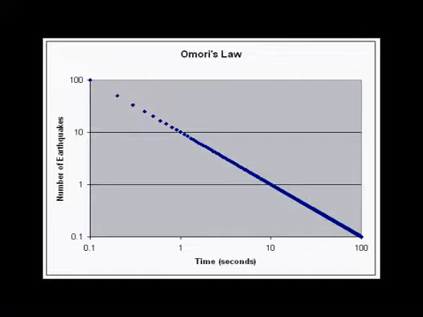This graph serves to illustrate the decay with time of the number of aftershocks. If at a time 0.1 seconds after the main shock, 100 aftershocks occur, Omori's law tells us that 1 second after the main shock, 10 aftershocks occur, then 10 seconds after, 1 aftershock occurs, and so on.